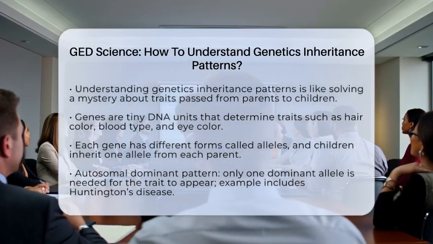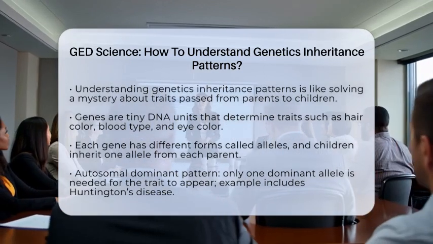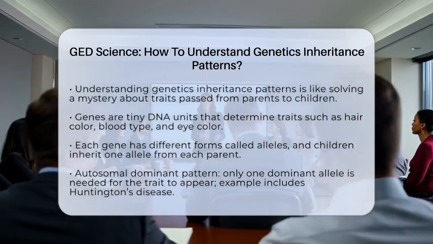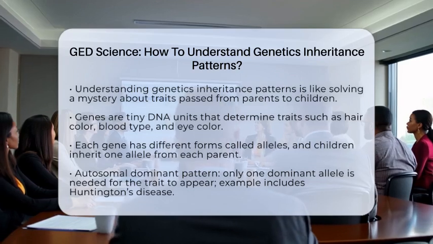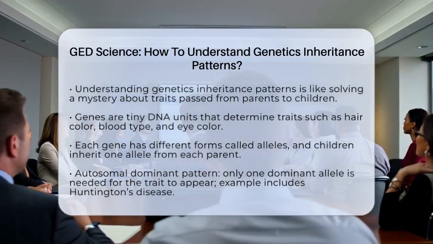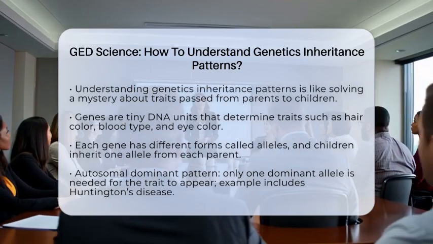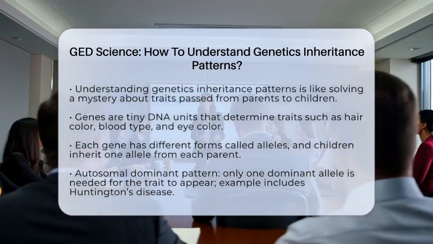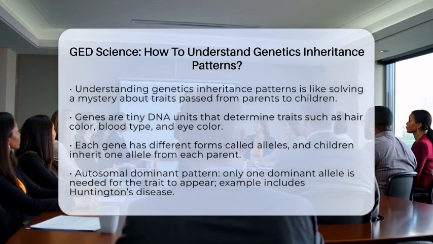Genes are tiny units made of DNA that carry instructions for traits like hair color or blood type. Each gene has different forms called alleles. When a child is born, they inherit one allele from each parent for every gene. These inheritance patterns tell us how these alleles are passed and expressed.